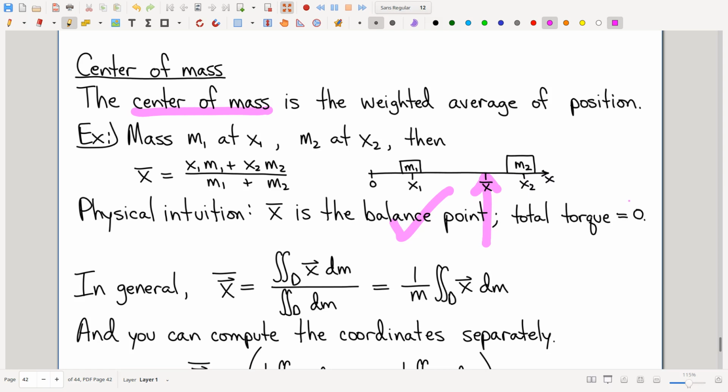Again, if you want to do the physics, just compute the total torque. If you put your finger right there, on the one hand, this big mass is going to create some torque, what you might call clockwise. This little mass is going to create some torque that you might call counterclockwise, and those will balance perfectly.